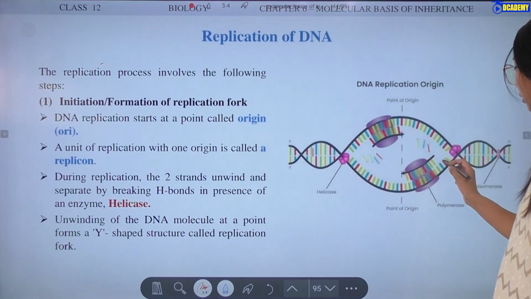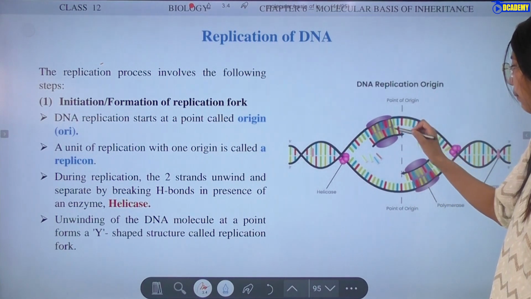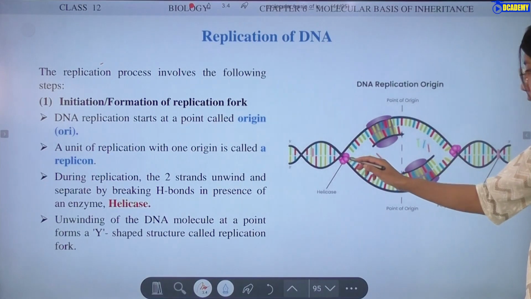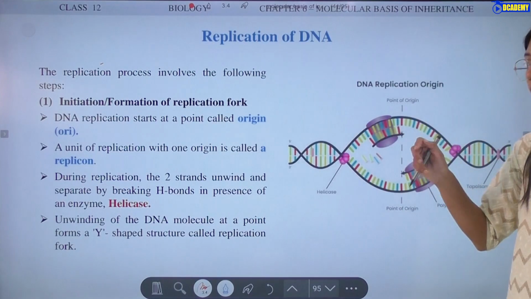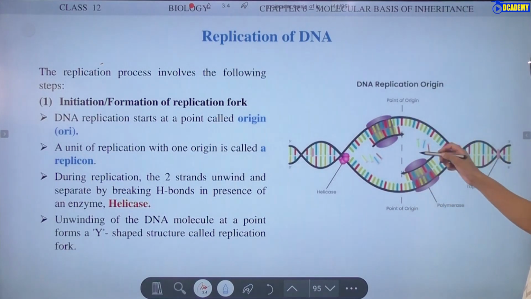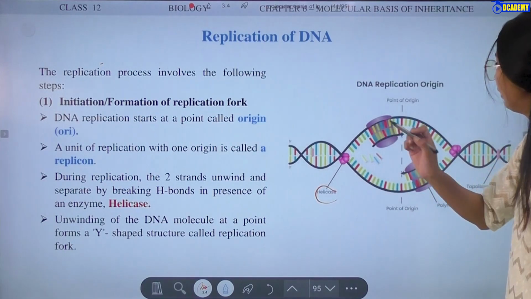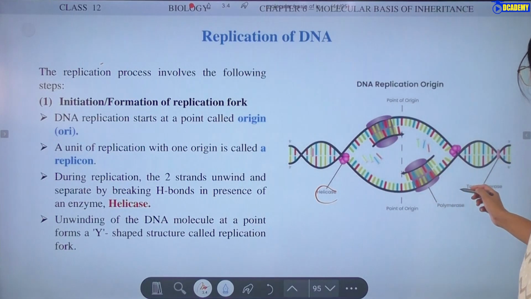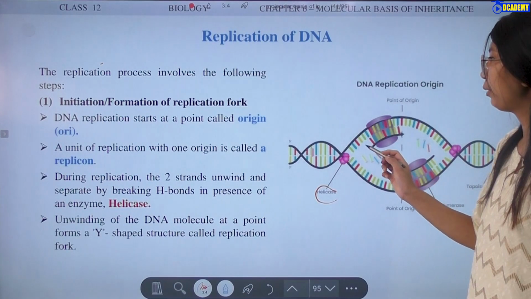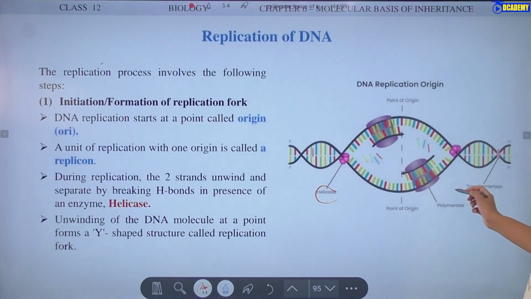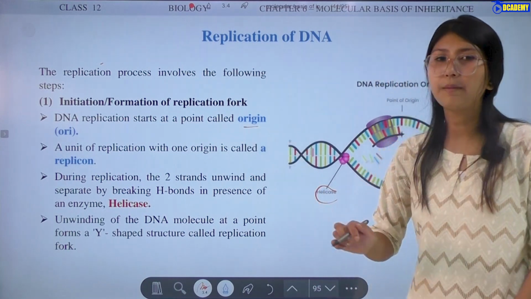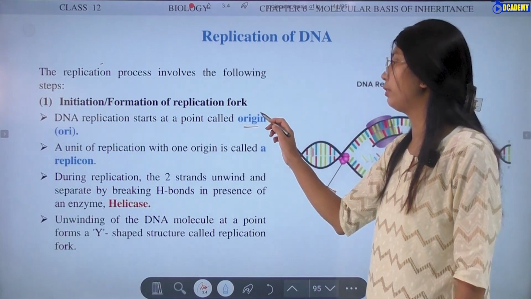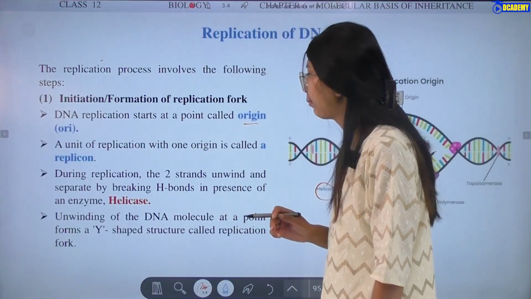The replication starts at a point called the origin. The enzyme helicase unwinds the DNA, then DNA polymerase comes in. The ORI region is the origin of DNA replication.